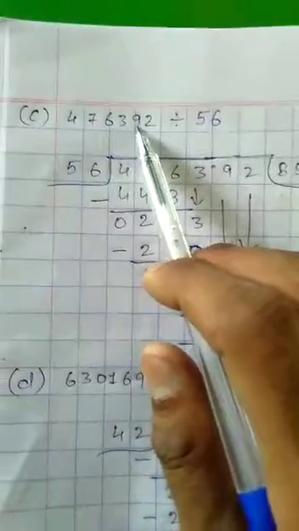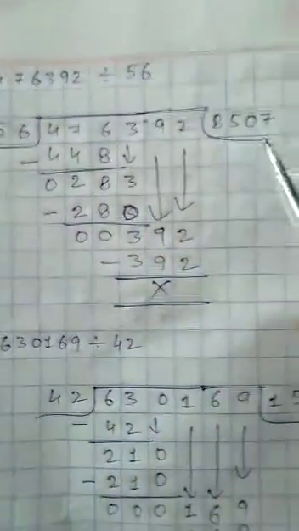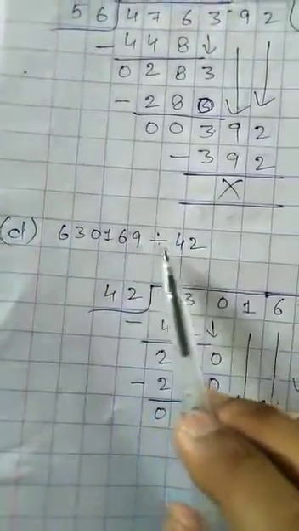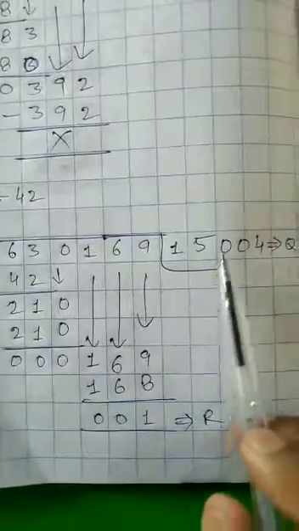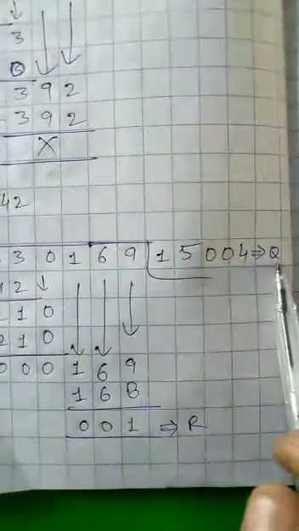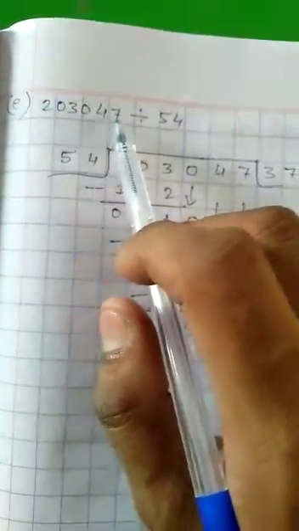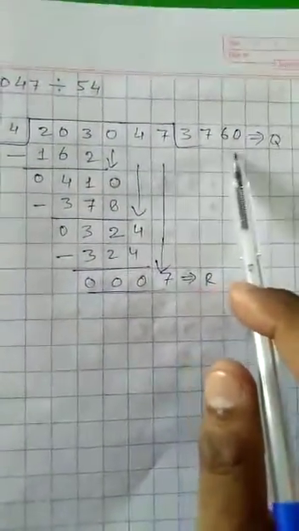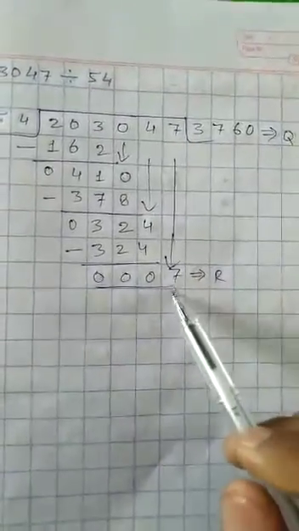Now question C, 4,76,392 divided by 56. So it will be 8,507 as the quotient and there will be no remainder. Now question D, 6,30,169 divided by 42. So there will be 15,004 as the quotient and 1 is remainder. Question E, 2,03,047 divided by 54. So when we divided, 3,760 will be the quotient and there is 7 as the remainder.